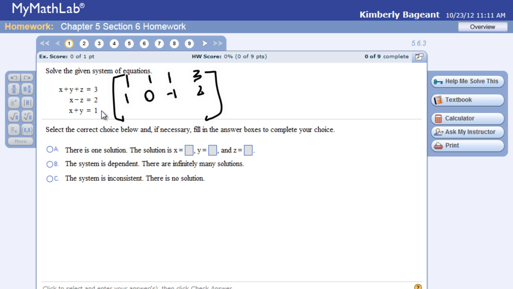Look at the third equation. Which variable are we missing here? Z. So for x, my coefficient is 1. For y, my coefficient is 1. We're missing a z, and my constant is 1.